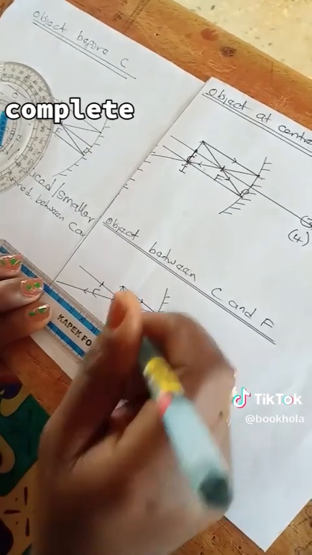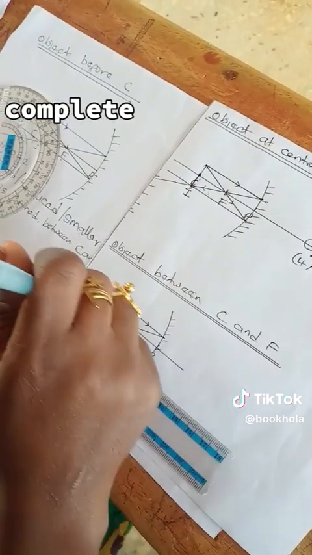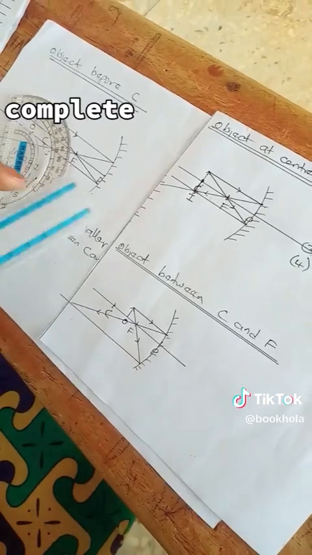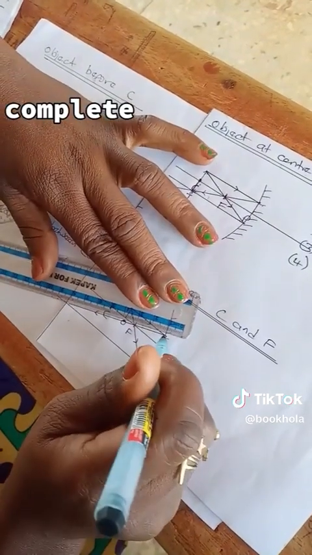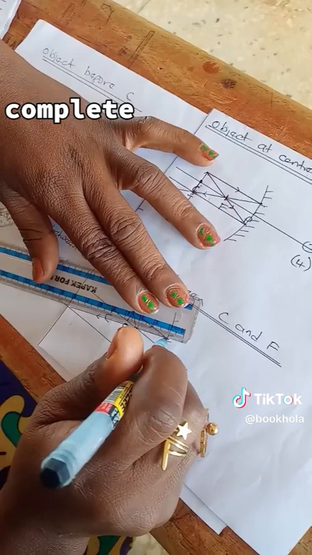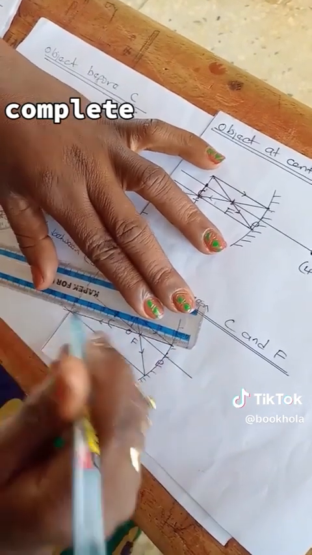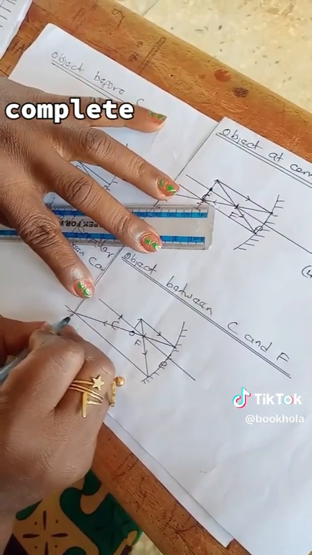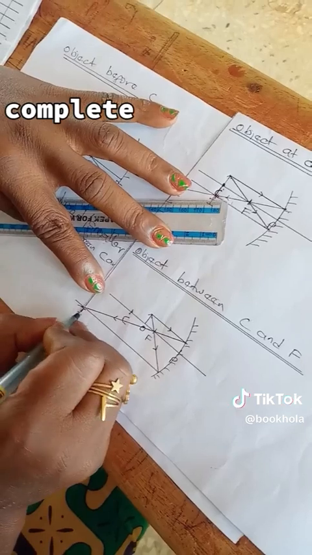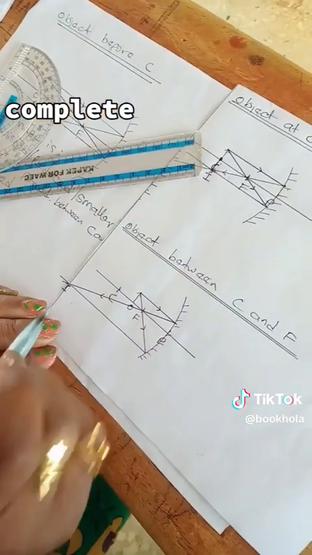So we have this, right? So I'm going to elongate that one. You can see it's not meeting. So I will elongate it so that it can meet, because if it doesn't meet, image will not be formed. So it's meeting at this point. So it means image is formed at this point. This is where the image is formed.